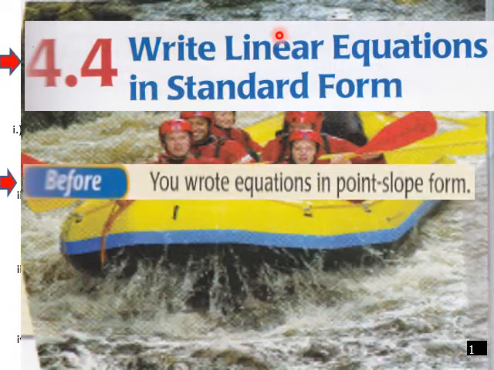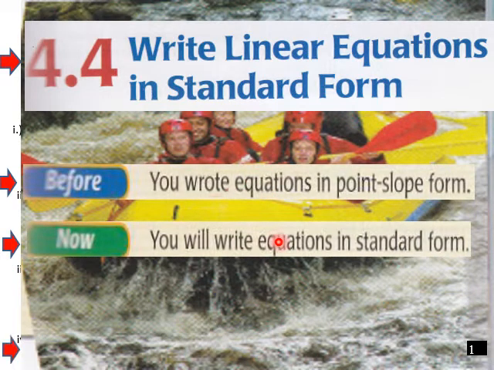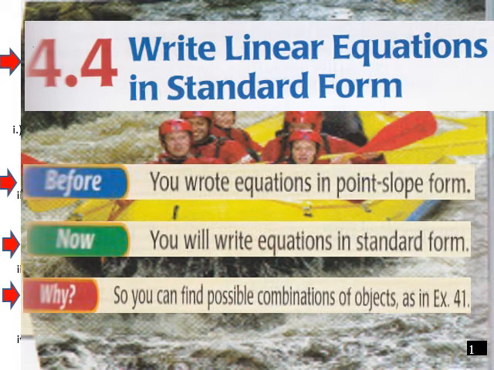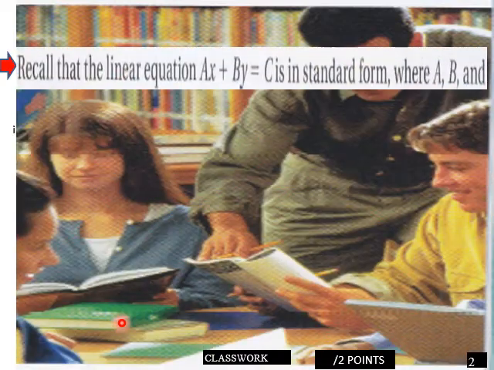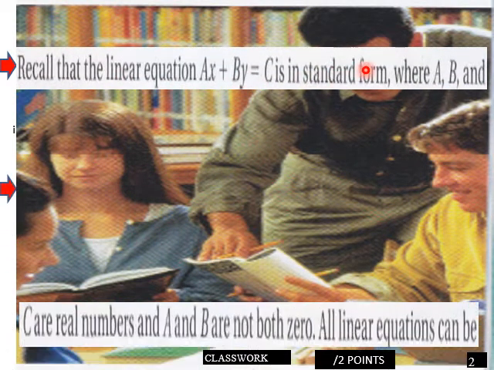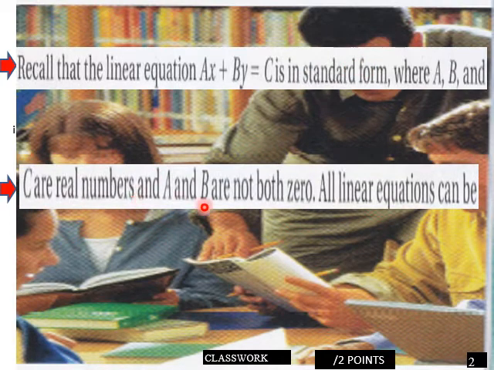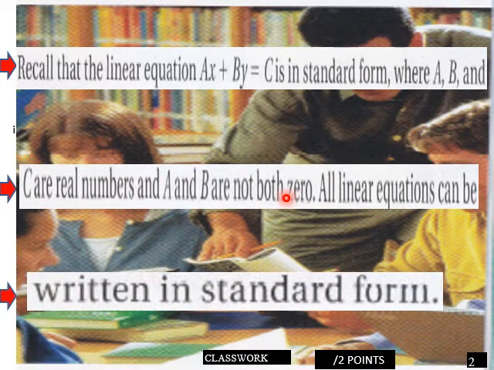Write linear equations in standard form. You wrote equations in point slope. You'll write equations in standard form so you can find combinations. Okay, we call it a linear equation. Ax plus By equals C is in standard form where A, B, and C are real numbers. A, B are not both zero. All linear equations can be written in standard form like this.